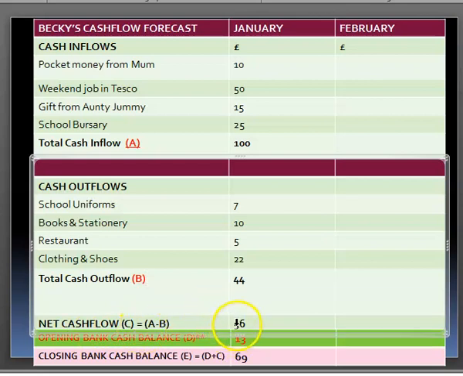That is, the money that remains after you have spent everything from how much you have received. So you've received £100, you spend £44, then you get £56. You have £56 left. So the £56 you have left is the net cash flow.